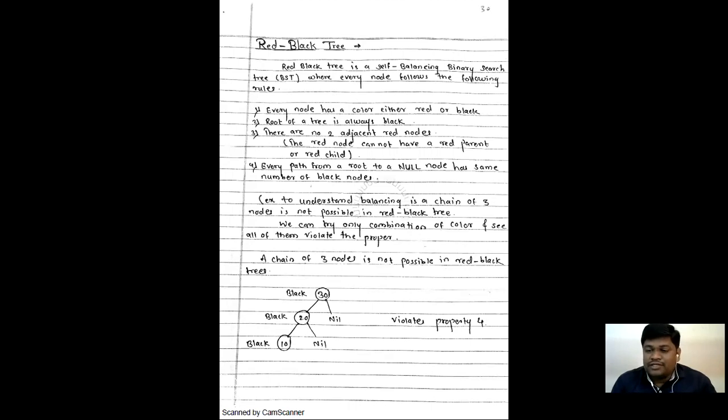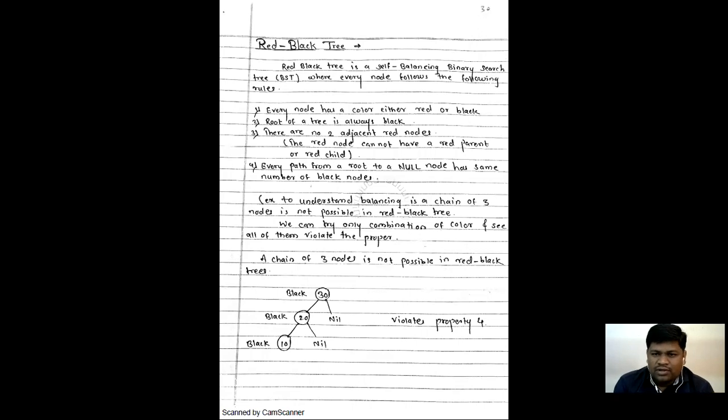Now I'm expecting the answers from your side. Third rule: there are no two adjacent red nodes. A red node cannot have a red parent or a red child. Fourth one: the path from root to null node has the same number of black nodes.